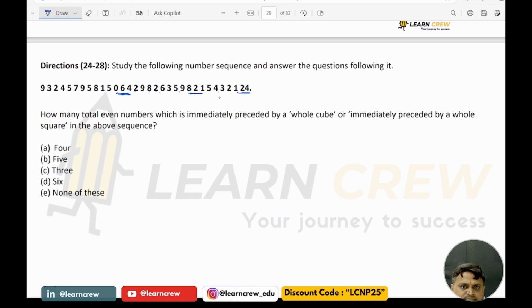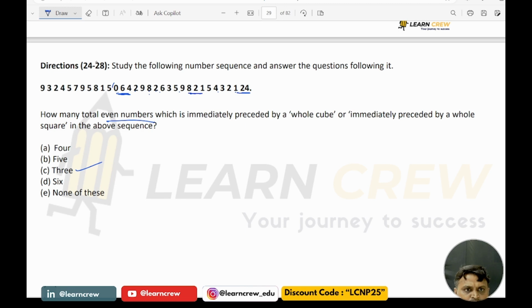Is it correct? How many total even numbers are immediately preceded by a whole cube and immediately followed by a whole square? This is a whole cube, this is a whole square, and these are even numbers. This is not 24, so it is actually 1, 2, 4, which means 2, 1, 4 is not valid. So I could find only 3. Only 3 is the answer.